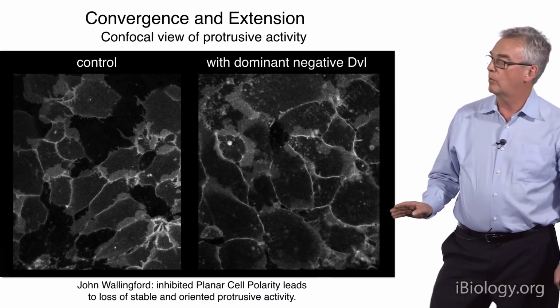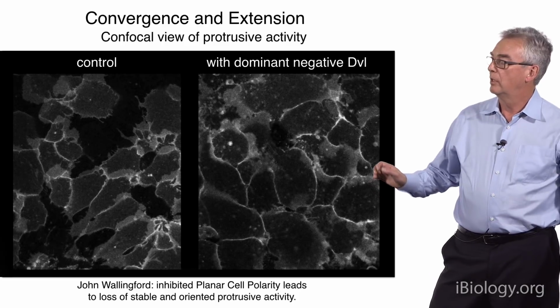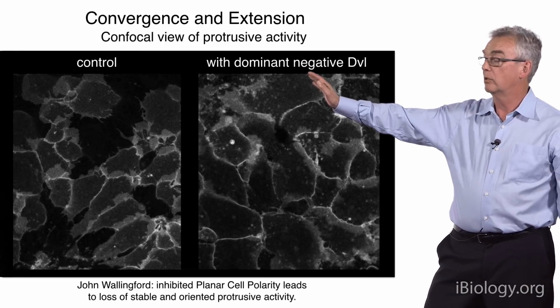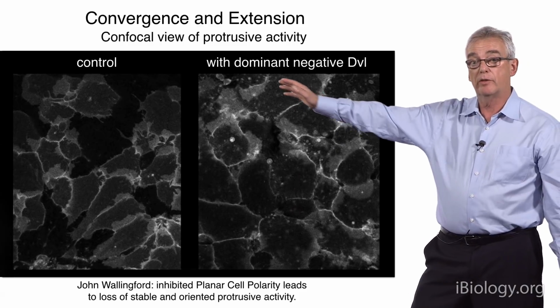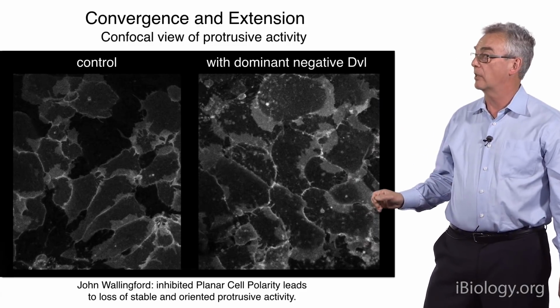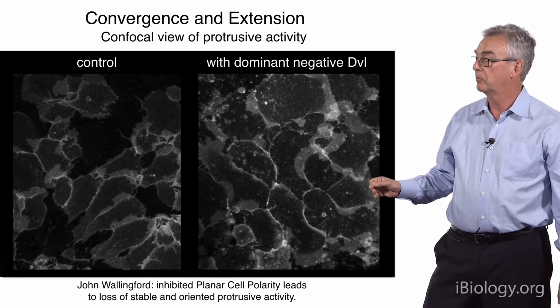So this is the phase where they're getting oriented. They put out at least one extension. That extension is very stable, and so over the course of time, it's thought that that can exert traction on the neighboring cells so that the cells crawl between each other.